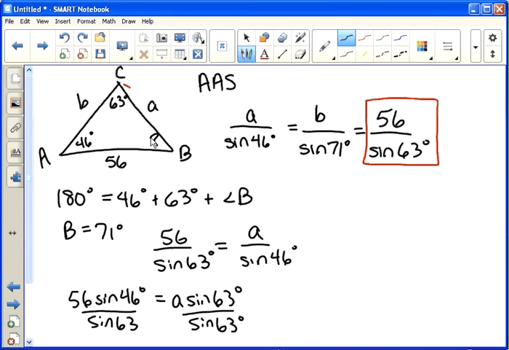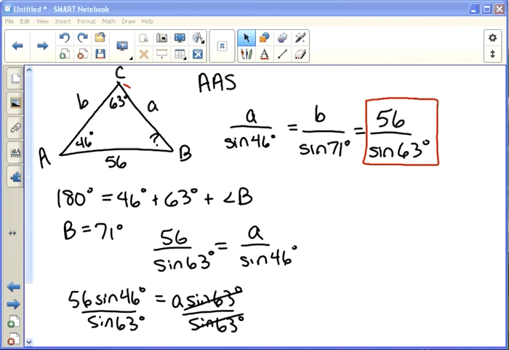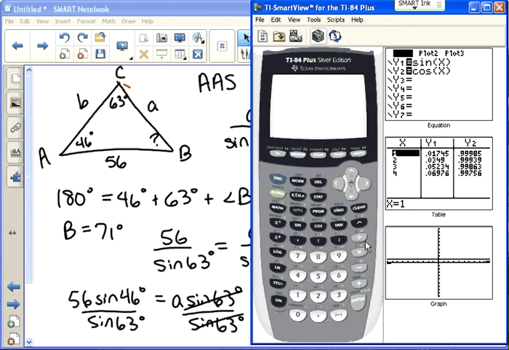So now we can plug this in our calculator. Let's pull up the calculator. Make sure you are in degree mode. So we'll double check right here. Okay, my calculator is already in degree mode, so we're good. So we need to plug in 56 times sine of 46, make sure you close the parenthesis, divided by sine of 63 degrees. Hit enter, and we find out that it's 45.21. We'll just go to 2 decimal places for these, so A equals 45.21.